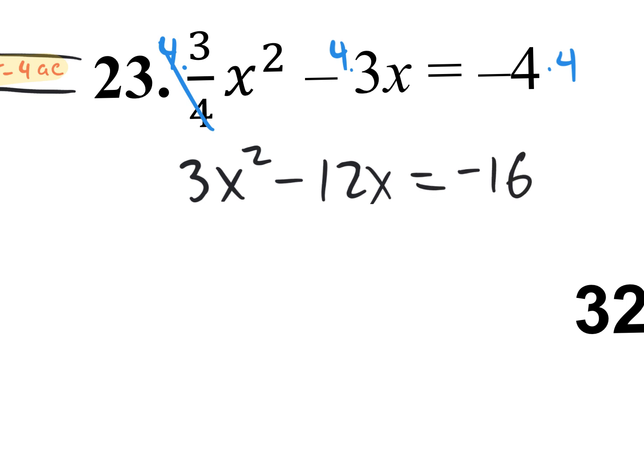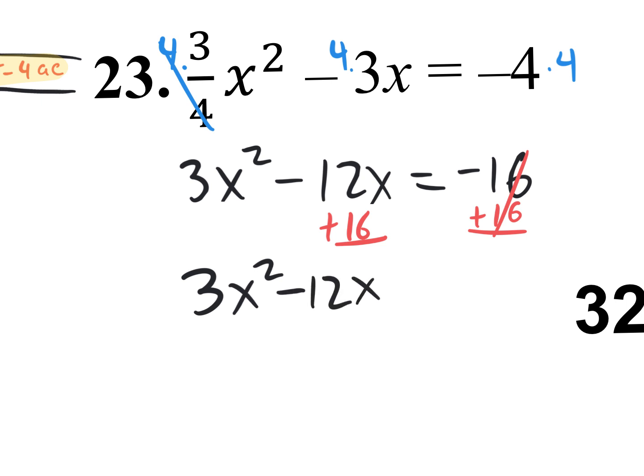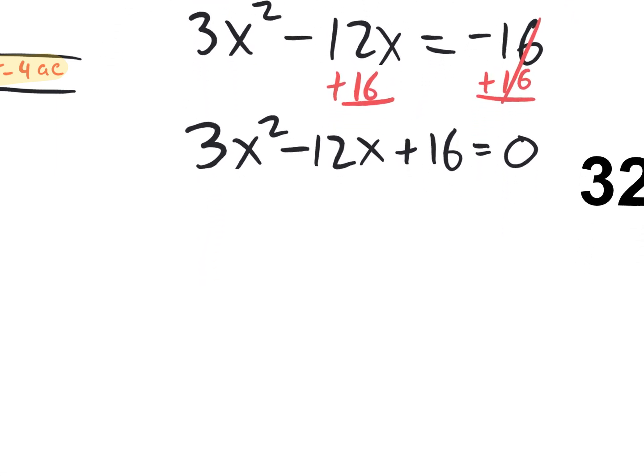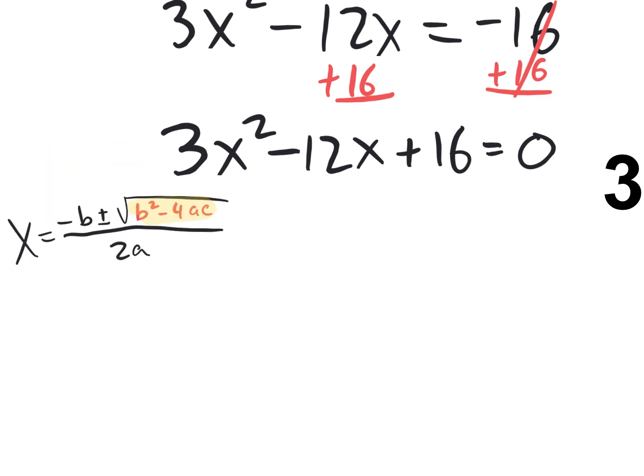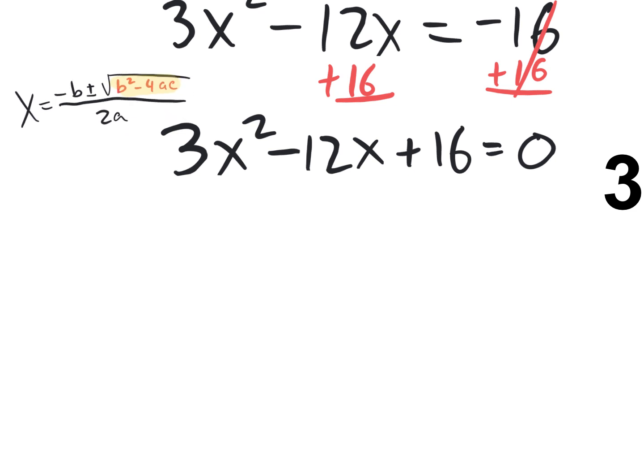Now, I still can't identify my a, my b, or my c yet because it's not set equal to 0. So you would have to add 16 first, add 16 to both sides, rewriting it, and you'll get 3x squared minus 12x plus 16 equals 0. And now we could identify our a, our b, and our c. And now we could actually use the quadratic formula if we wanted to actually find the answers, okay? But all they really care about here is the discriminant, which will tell us how many real answers we actually get.